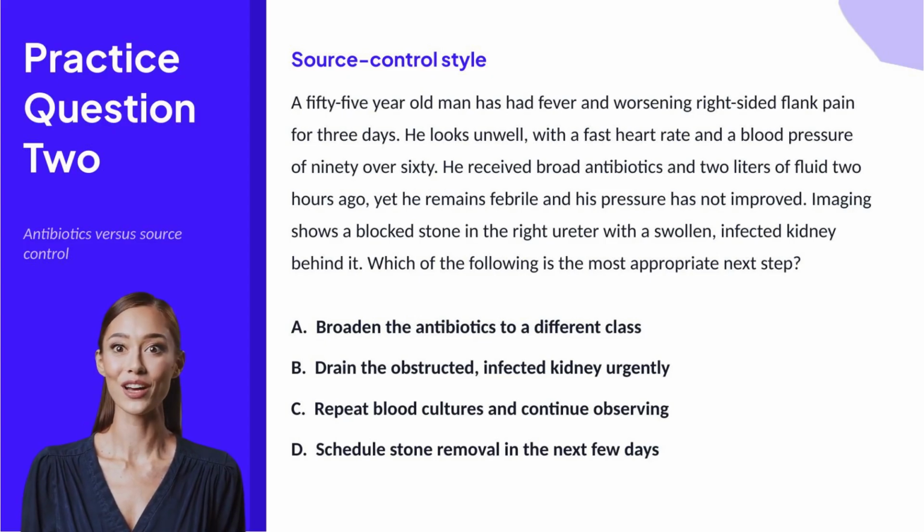The question asks for the most appropriate next step. The choices are: broaden the antibiotics to a different class, drain the obstructed, infected kidney urgently, or repeat blood cultures and continue observing, or schedule stone removal in the next few days.